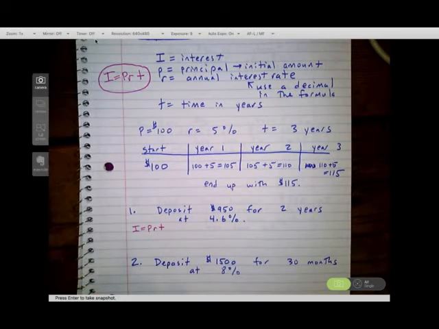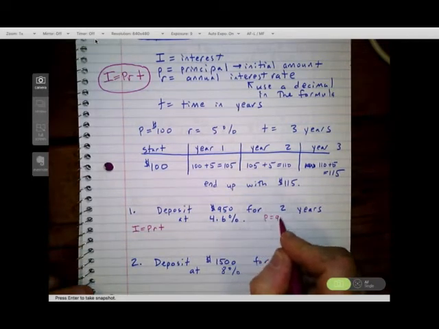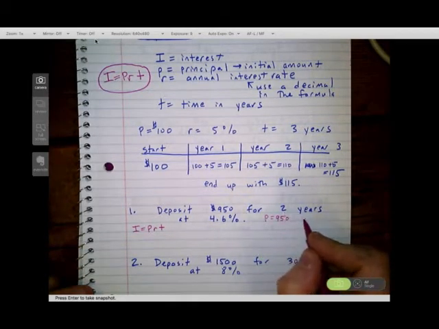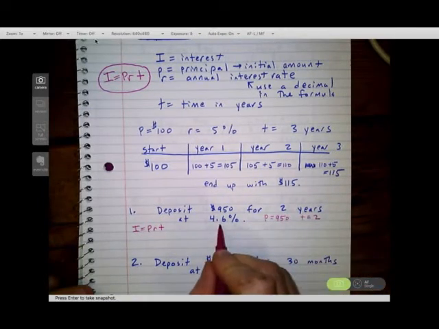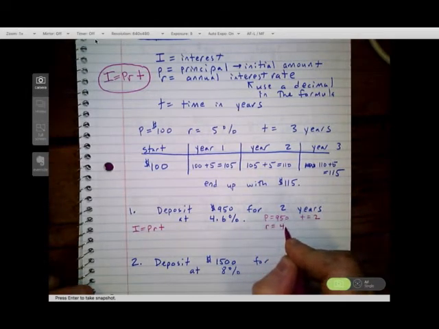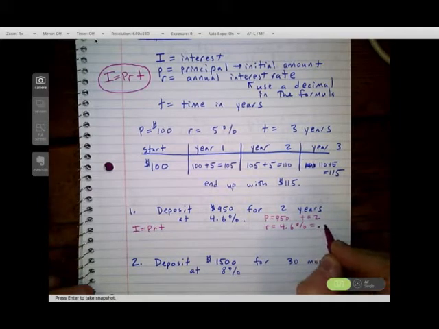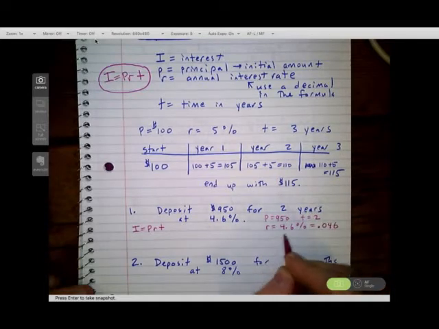Let's see what we've got here. Depending on the problem, we're going to have to find different letters or different variables in this formula. So we're going to deposit 950 bucks. So that's P. So P equals 950 for 2 years. So T is 2. And 4.6%. Now, the rate, we want to use a decimal, so that's 4.6%. Now, to remember, to make a percent into a decimal, we're going to move the decimal 2 places to the left, so that means we're going to have to fill in a 0. So 0.046, we go 2 places over, we got an empty spot there, we got to fill in a 0.